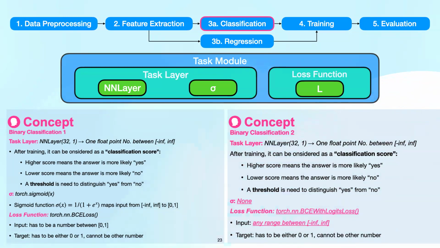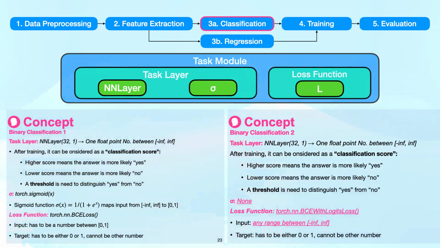The way we can set up our first binary classification task is to ask your task layer to output just a single number. This number is going to be one floating point number between -infinity and infinity. So your neural network is free to give you a number in any kind of range, whatever it likes. After training, this can be considered as what we call the classification score. If this score is higher, it means your neural network thinks the answer is more likely yes, or your input waveform is more likely a signal. If the classification score is lower, it means the answer is more likely no, and your neural network is saying this event is more likely to be a background.